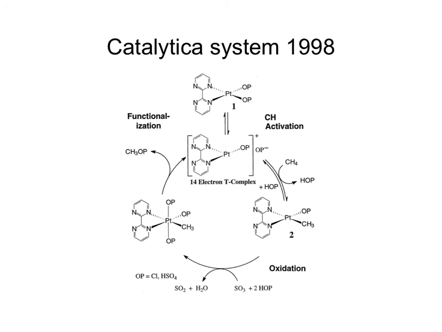About 10 years later, a catalytic system was discovered, and this reaction is very similar. You take a platinum compound with a bipyridine type of ligand and these two OP groups. The P is hydrogen sulfate or chloride, so it's a counterion, and this loses one of the OPs to get into this system. You can add methane and lose HOP, so oxidative addition and reductive elimination give us our methyl compound.